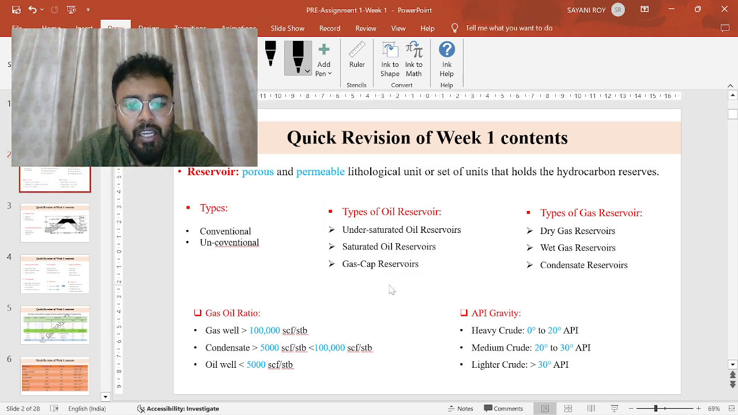A saturated oil reservoir can also be called a gas cap reservoir. A gas cap reservoir is mainly a reservoir which, when we discovered it, was already below the bubble point pressure. In that case, some of the gas has already escaped from the oil and is occupying the space above the crude oil. So these are the gas cap reservoirs.